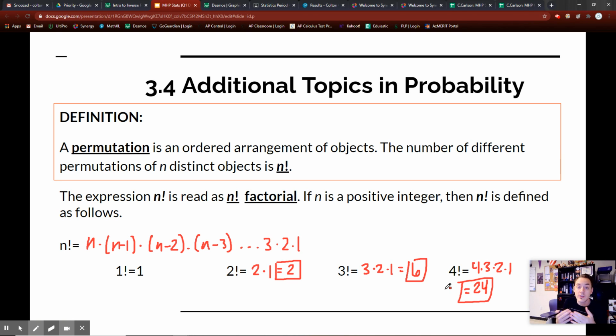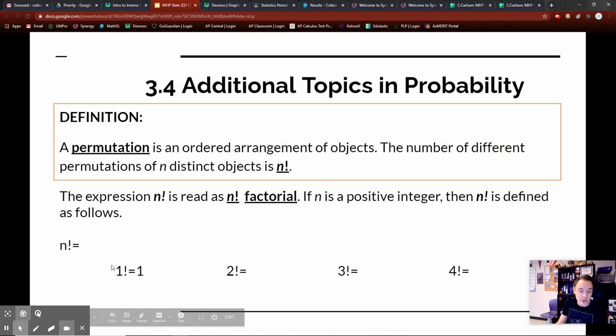If I have 5 factorial, it's 5 times 4 times 3 times 2 times 1. If I have 10 factorial, it's 10 times 9 times 8 times 7 times 6 times 5 times 4 times 3 times 2 times 1. Okay, and so forth. So it's a lot of stuff, but that's okay because we have a calculator that can do it. But I wanted to introduce that factorial, and that's how we do it.